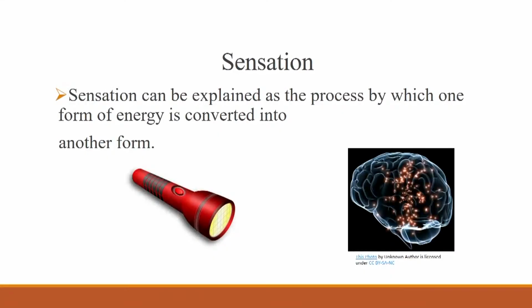So let's elaborate further on sensation. Sensation, as I told you, is the process by which one form of energy is converted into another form. So you can see a torch, and you can see what is happening in the brain. The light is a physical stimulus which you see, and this physical stimulus is getting converted into another form of energy, which is chemical energy and electrical energy, and these neurons are transmitting this information from one neuron to another. So basically in sensation, one form of energy is converted into another form of energy.